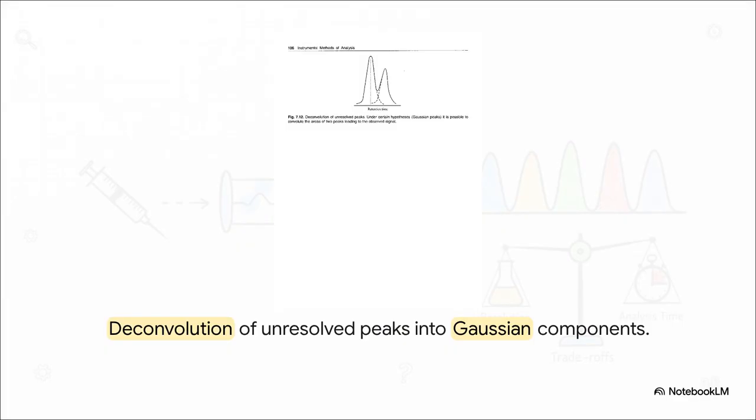When you have two unresolved peaks that are stubbornly mashed together, the software steps in. Working under certain assumptions, like assuming the peaks are Gaussian, it can literally deconvolute the areas of those overlapping peaks into distinct, perfectly separate Gaussian components. Suddenly, those areas are super easy to measure. It just untangles the knot digitally.